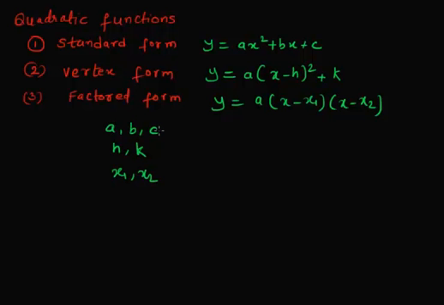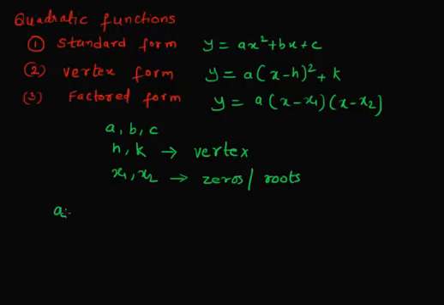a, b, c are coefficients of x squared, x and a constant respectively. h and k represent the vertex. Vertex is the maximum or minimum or the turning point for the graph corresponding to the quadratic function. x1 and x2 are the zeros or the roots of the given quadratic function. Now let's learn all these things in detail.